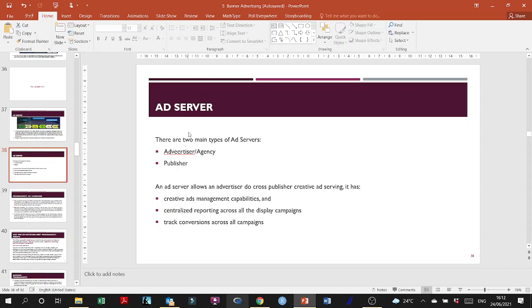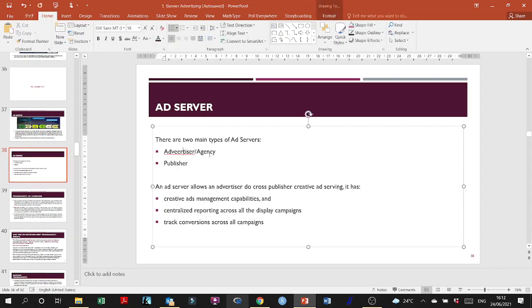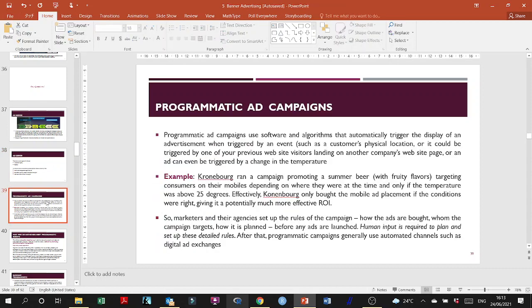Ad server, there are two main types of ad server. There's the advertiser or the agency ad server, and there's the publisher. So an ad server allows an advertiser to do cross-publisher creative ad serving, and it has creative ads management capabilities, centralized reporting, conversion tracking, and fraud detection, all that we talked about. So this is repetitive, don't worry about it.